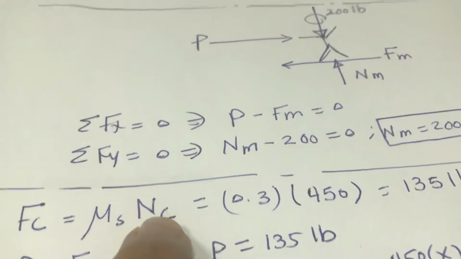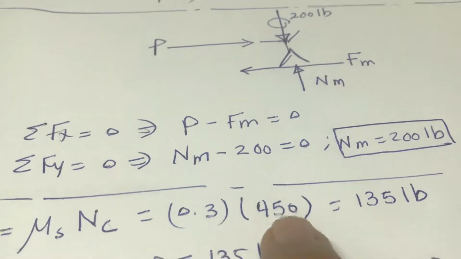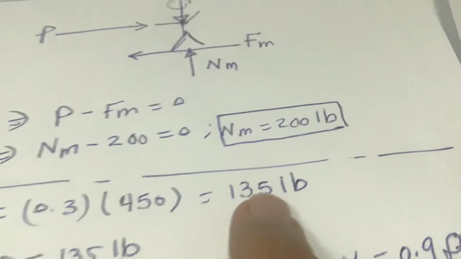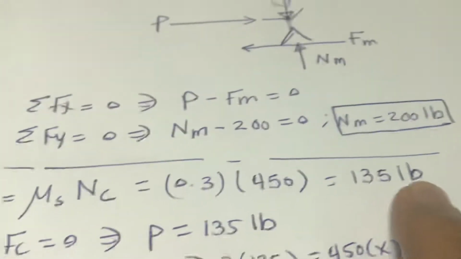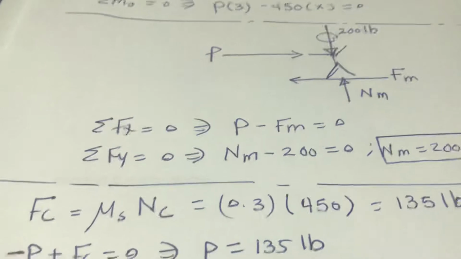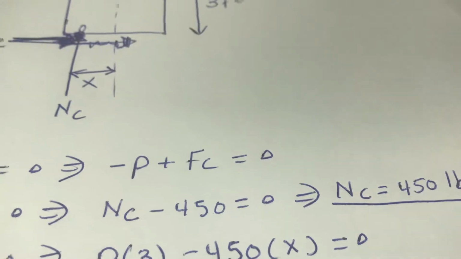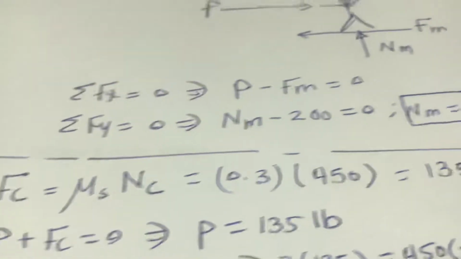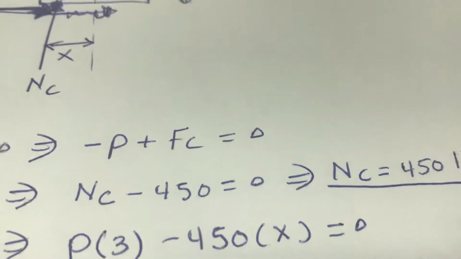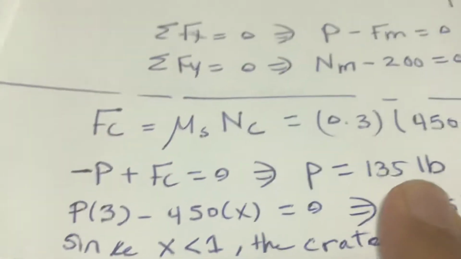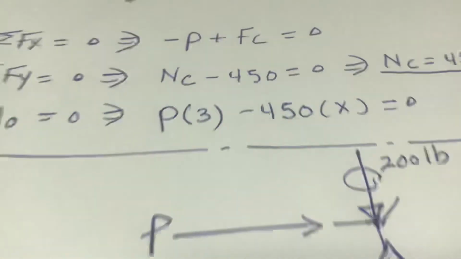What is the normal force? The normal force because of the crate was given to be equal to 450. So this would give you 135 pounds. So this is the force because of friction. And now we know from this equation, minus P plus Fc equal to 0, and we know that Fc is equal to 135, so we can find P, because P is equal to Fc. So P is equal to 135 pounds. Okay? So you could go to the next equation.